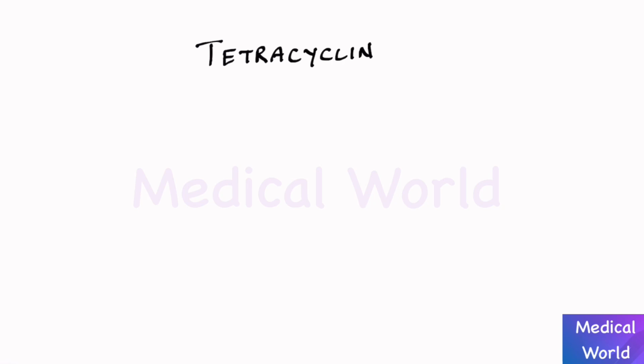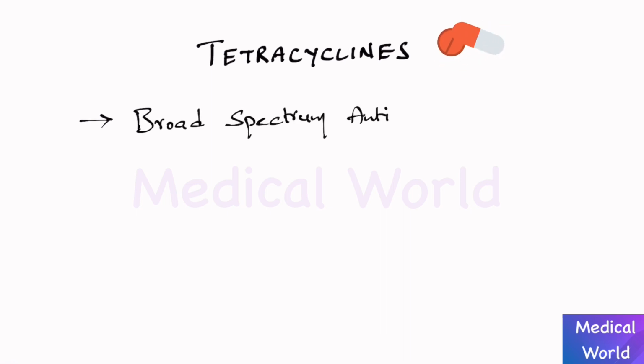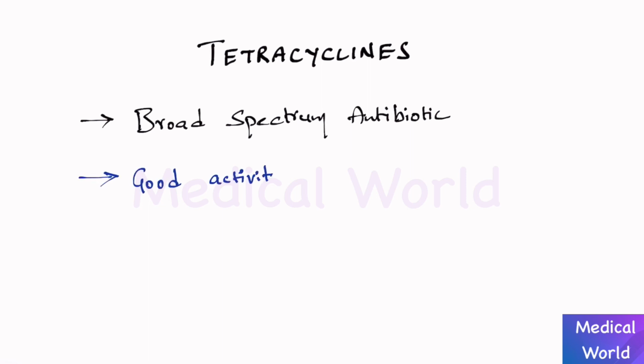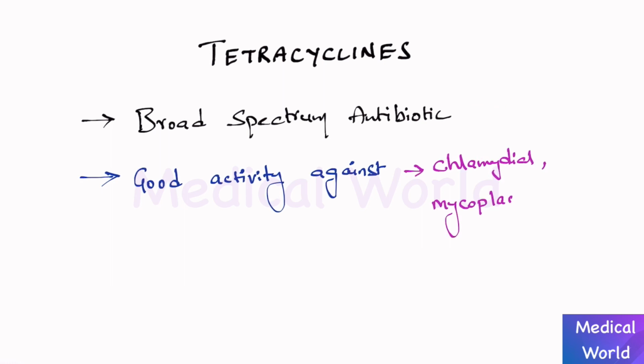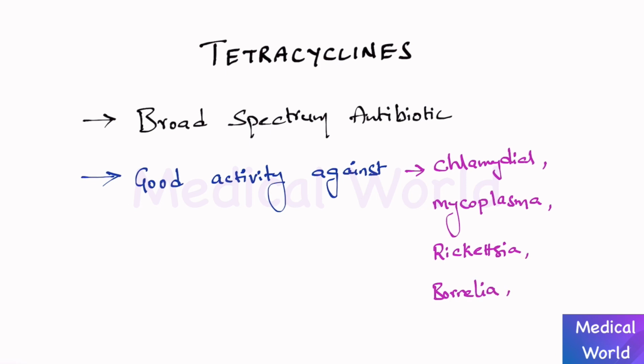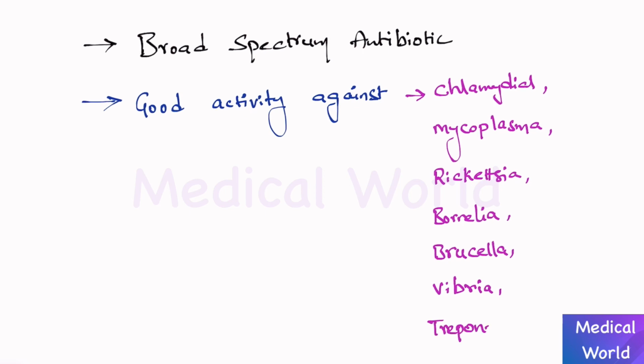Hi everyone. Today we are going to discuss an important class of drugs, the tetracyclines. The name itself says that these drugs have four cyclic rings in their structure. Basically, these are very broad-spectrum antibiotics. These drugs have good activity against atypical bacteria like Chlamydia, Mycoplasma, Rickettsia like scrub typhus, Borrelia, Brucella, Vibrio cholerae, and Treponema, so they can also be used in syphilis.